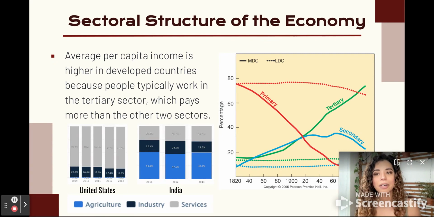If we think about sectors within the economy, building off of the previous objective, average per capita income is higher in developed countries. That's a pretty general trend. This is because people typically work in the tertiary sector, which pays a lot more than the other sectors. You're going to have a lot more income than if you're working in the primary sector. So we can see that relationship here with more developed and less developed countries.